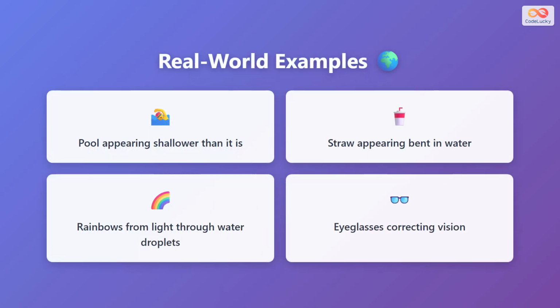Refraction isn't just a theoretical concept. We see it everywhere in daily life. Swimming pools appear shallower than they actually are because of refraction at the water's surface. A straw in a glass of water appears bent or broken at the waterline due to the bending of light. Rainbows form when sunlight passes through water droplets in the atmosphere, refracting and separating into different colors. And eyeglasses work by using refraction to bend light in just the right way to correct vision problems. Understanding refraction helps us appreciate these phenomena and design optical devices that improve our lives.